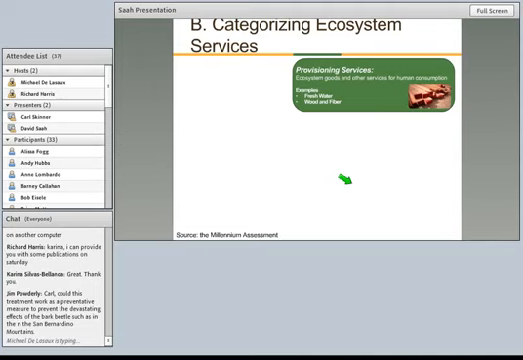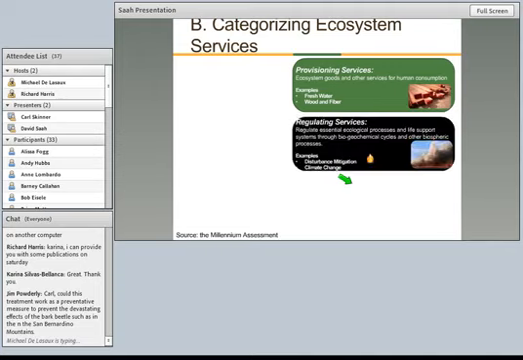The first category are these provisioning services, and you could think of this stuff as stuff: wood, water, so on and so forth. The second one is these regulatory services, and these regulatory services are things like disturbance mitigation, things that affect climate change, maybe a carbon project of some sort.